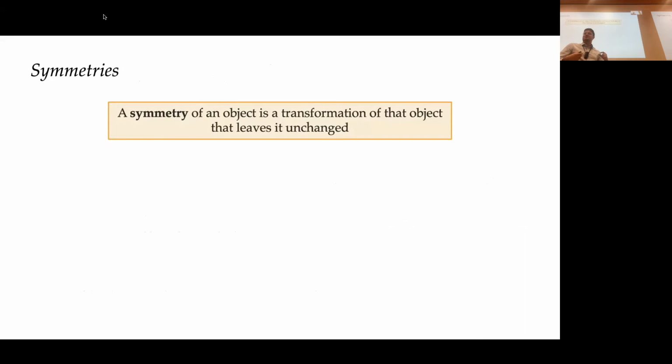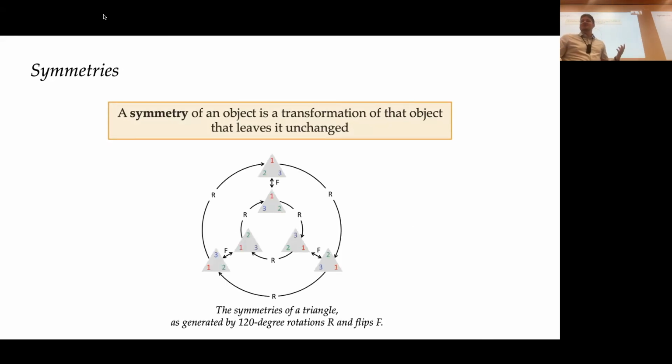So a symmetry of an object is anything you do to the object that leaves it unchanged. And here's one example of this. Imagine our objects are equilateral triangles. And basically, what are the things you can do to that triangle with features in the corners to leave it as the same triangle? You can rotate it, or you can horizontally flip it.